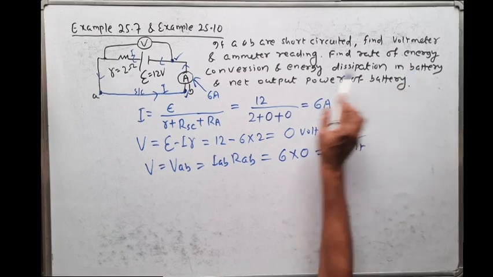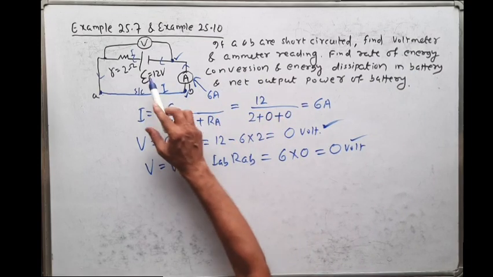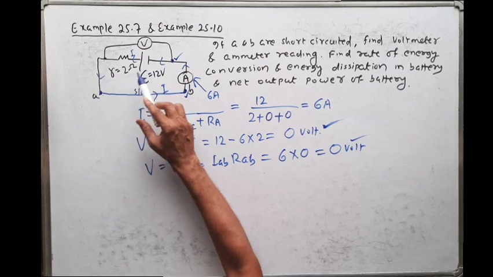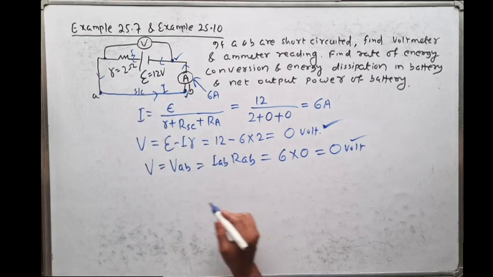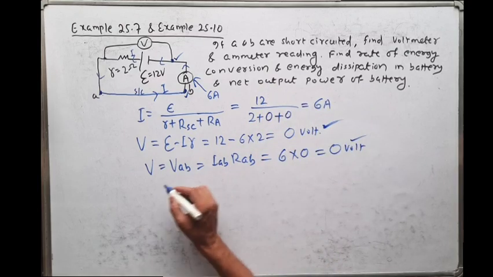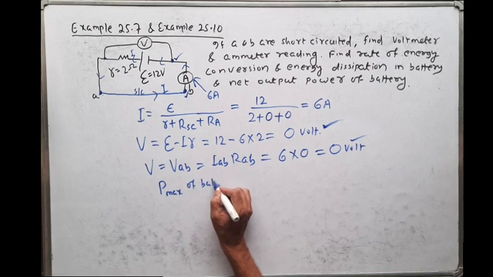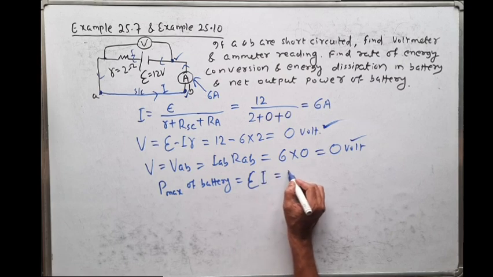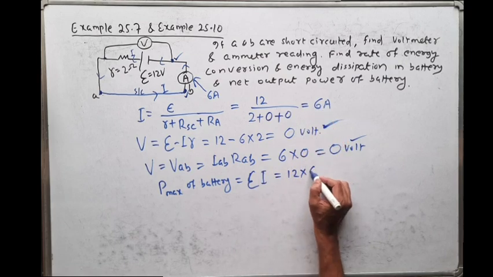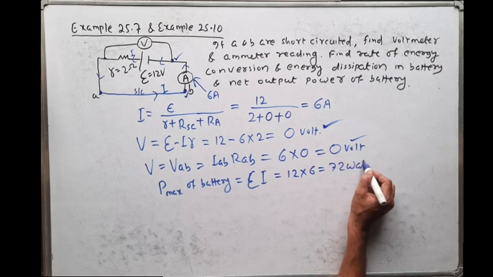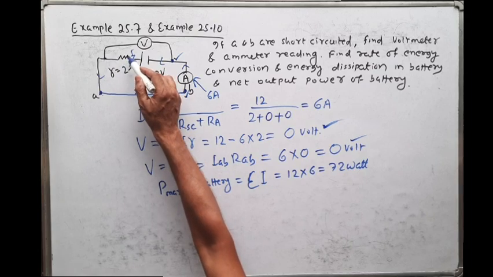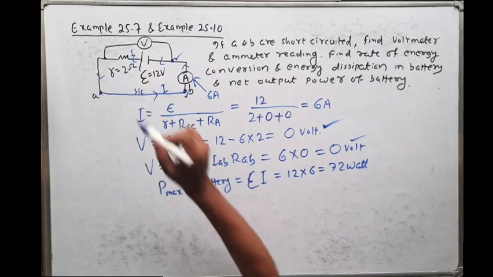Next, find the rate of energy conversion. So who is converting the energy? Battery. Battery is converting which energy to which energy? Chemical energy to electrical energy. So the rate of energy, that means power. The maximum power the battery can provide is E into I. What is E? 12. What is I? 6. 72 watt. Now, out of that, some power is dissipated by the internal resistance.